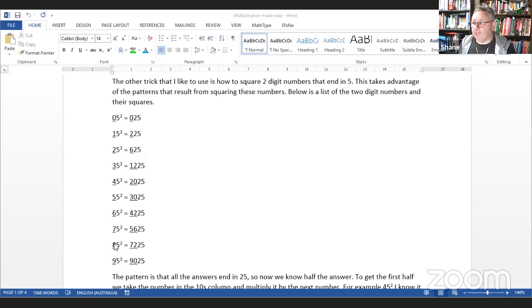It was 8. And I take 8 and I multiply it by the next number up. 8 times 9 is 72. So the answer is 7225. And if you look at this table here, any number, 3 times 4 is 12, it's 1225. So all I ever listened to was the first number you said and multiply it by the next number bigger than it. Works every time.